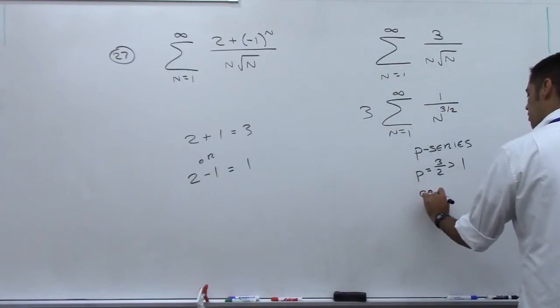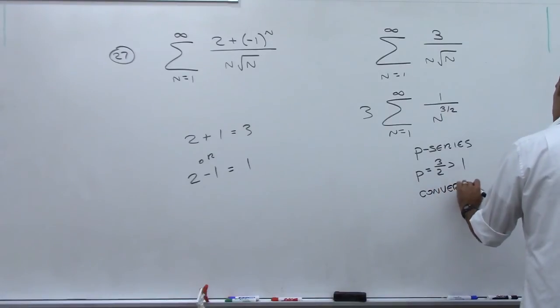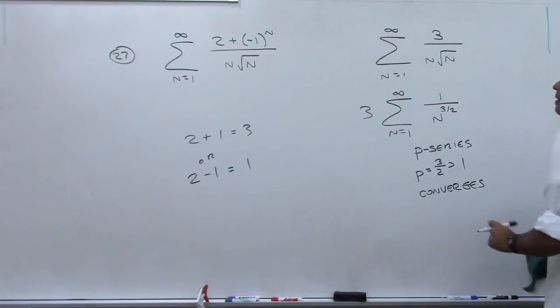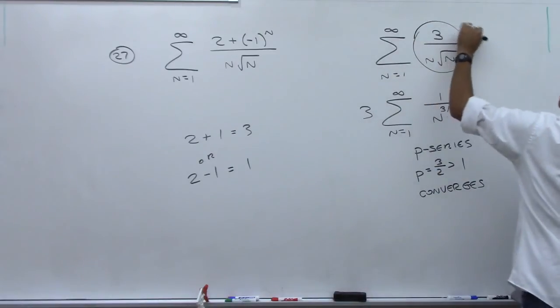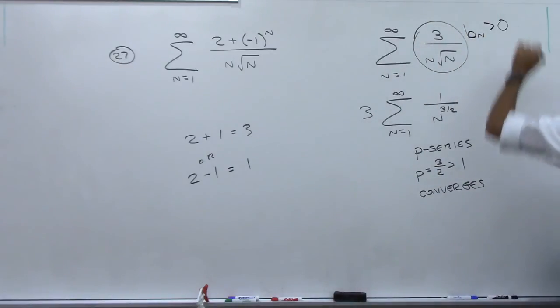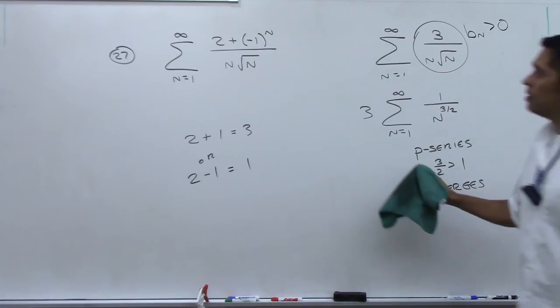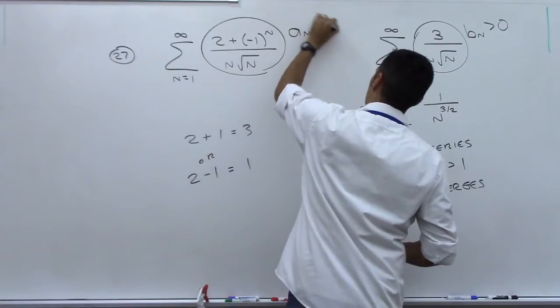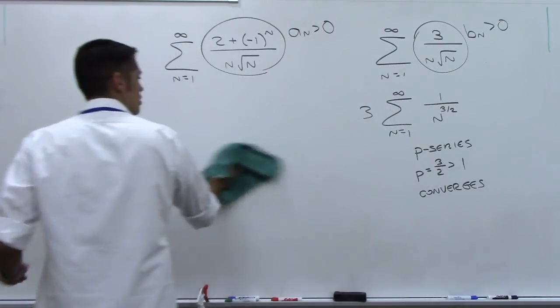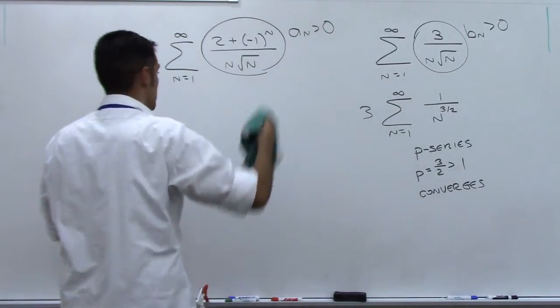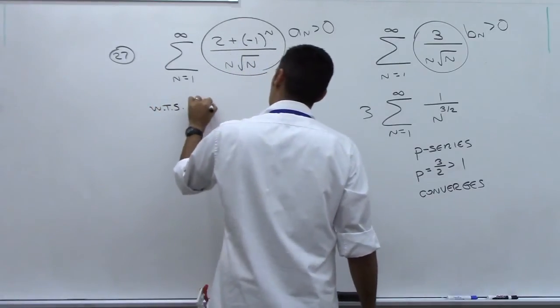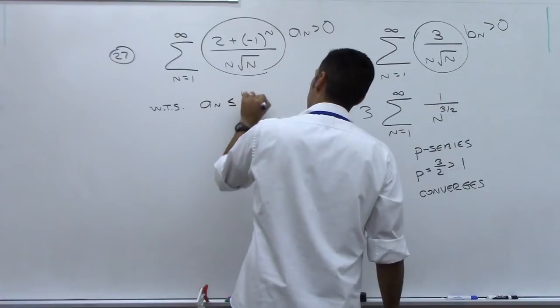Which means it converges. Which means I'm going to need to somehow show that this guy right here, which is positive, since this converges, I need to show this, which is also positive. I need to show that this one stays smaller than that one. That a sub n somehow is always less than or equal to b sub n.